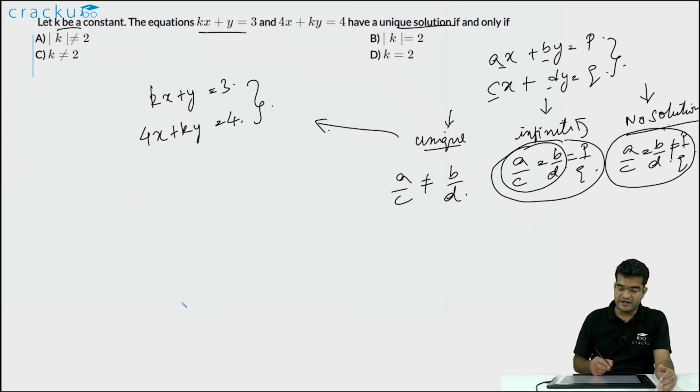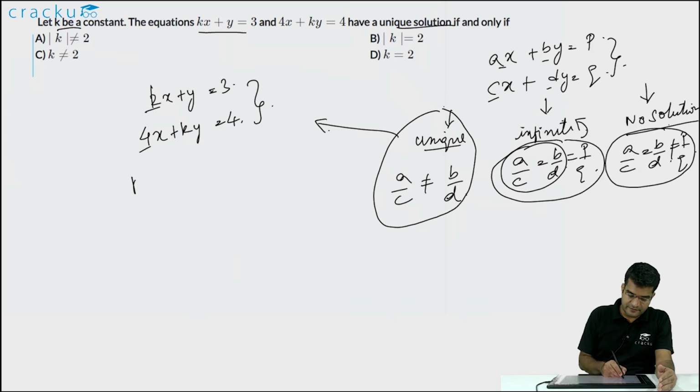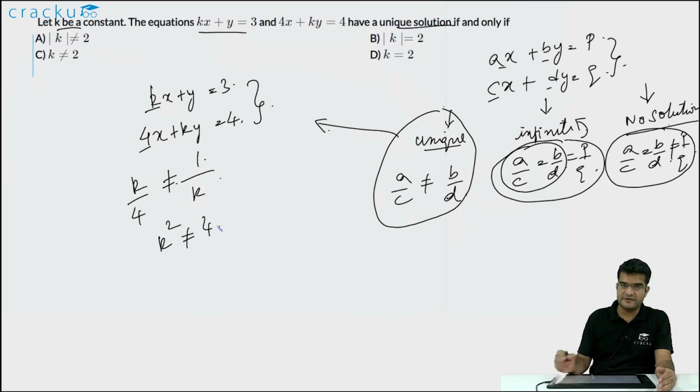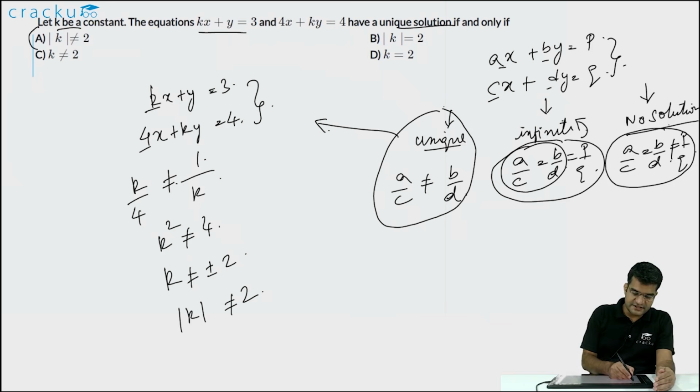What we are required over here is to figure out the case where this pair of equations has a unique solution. So we want k by 4 to be not equal to 1 divided by k, the ratio of the coefficients of y, or we want k square to be not equal to 4. In that particular case, this pair of equations will have a unique solution. So k should not equal plus or minus 2, or modulus of k should not equal 2. So the correct answer is option A.